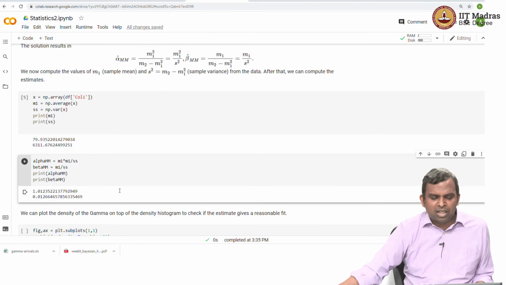Okay, so those are the two estimates. You see, this is very close to 1. This is quite small. Beta is very small.